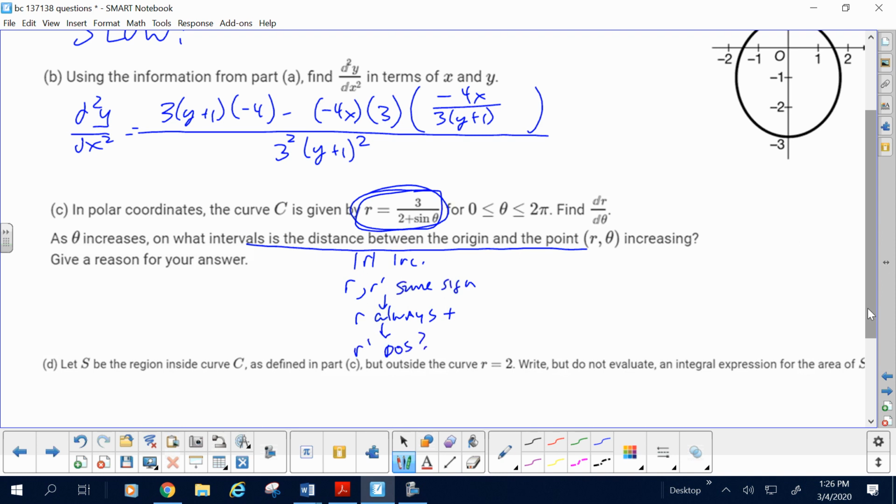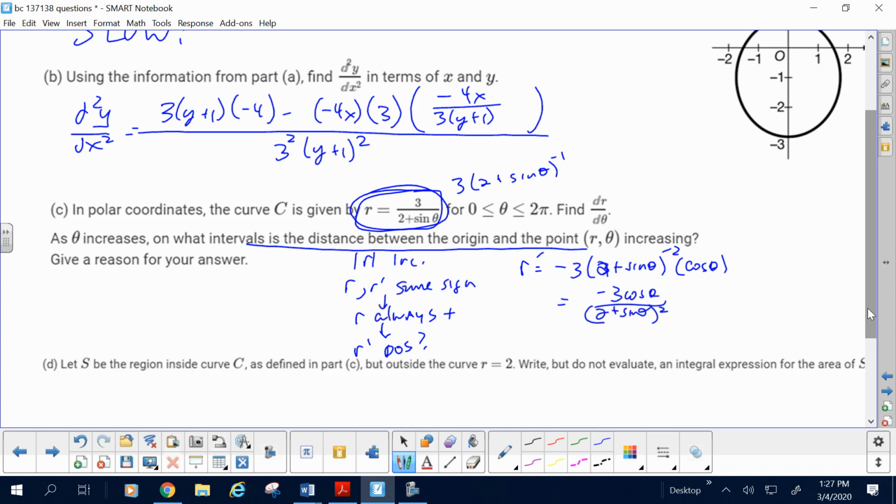So, in finding R prime, did you do quotient rule, or did you do a rewrite and call this a times 2 plus sine to the negative first and chain? What did you do? Rewrite. All right, so what is R prime? Negative 2 plus sine to the negative 2 times cosine, or negative 3 cosine over 2 plus sine squared.